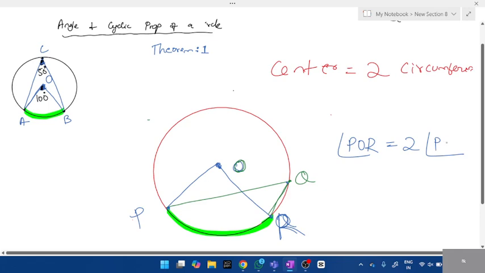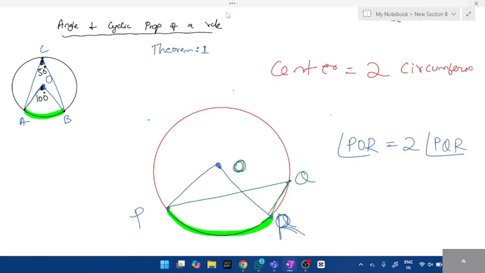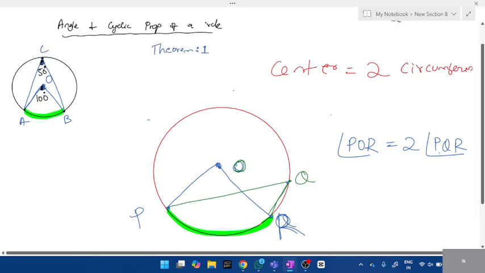Lemula, what did you answer? PQR. Yeah, PQR. You should name this entire thing, student. It's not like O angle R. When we talk about an arc, you should write this entire thing. POR is equal to 2 PQR. Next, AOB. What concept do you have?